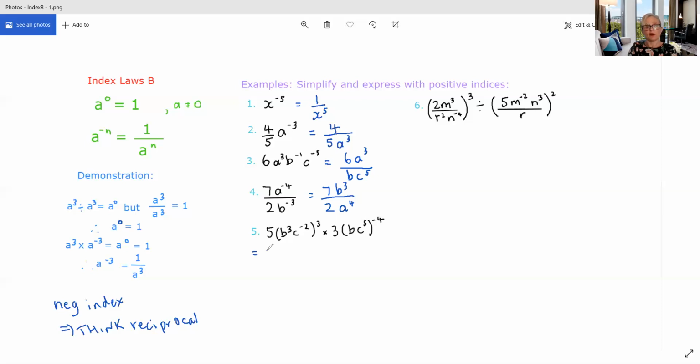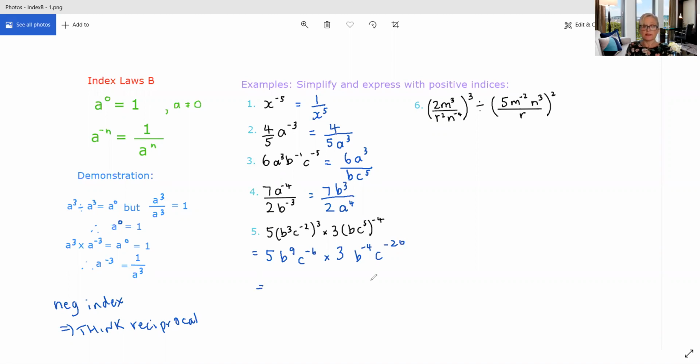Let's have a look at this one. Well, the 5's outside the bracket, so it's not raised to anything. B cubed cubed is b to the 9. C to the negative 2 cubed, we're going to multiply the indices. So at this stage, we're just doing what we would have done in our previous video, just using those index laws. B to the negative 4. So we don't actually need that bracket anymore. Let's get rid of that bracket. So we're going to get b to the negative 4 and c to the negative 20.